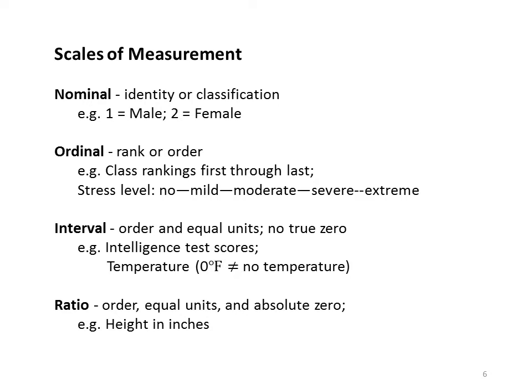Well, a ratio scale has the same properties as ordinal and interval scales, but it has a true zero point. And the examples are weight, height, or income, etc.